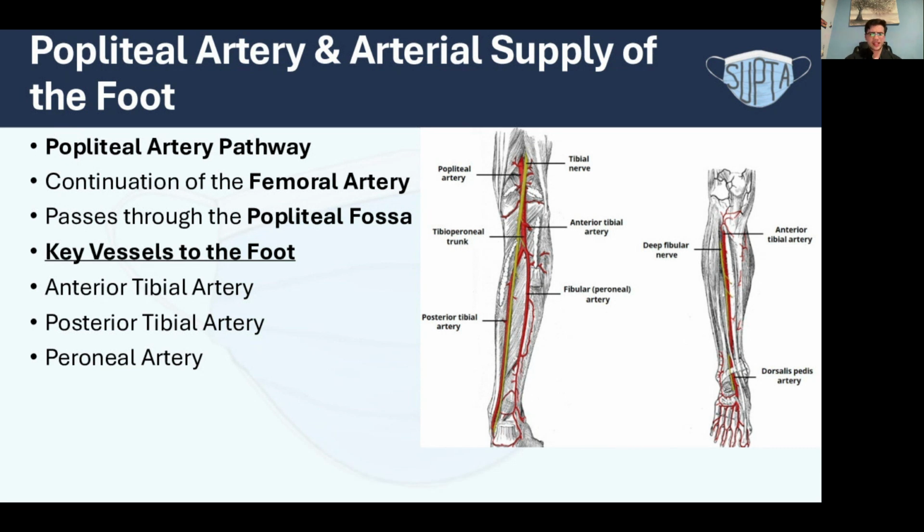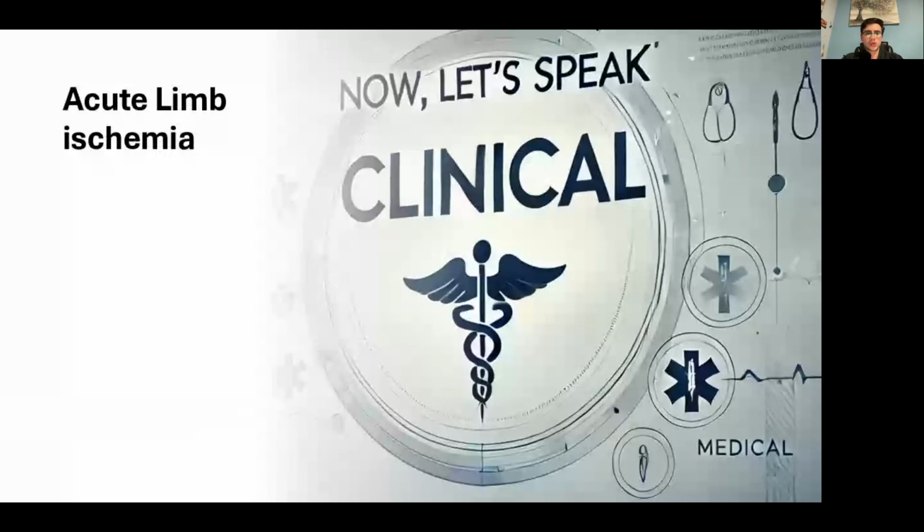Another thing about these lower pulses, what we call the pulses of the foot, the posterior tibial artery and the dorsalis pedis artery, is that you check them for things like diabetic foot examination. So it does pop up in different aspects of medicine, not just vascular surgery. Right, okay. Now the boring part is out of the way. Now I'm going to speak clinically and talk about acute limb ischemia.